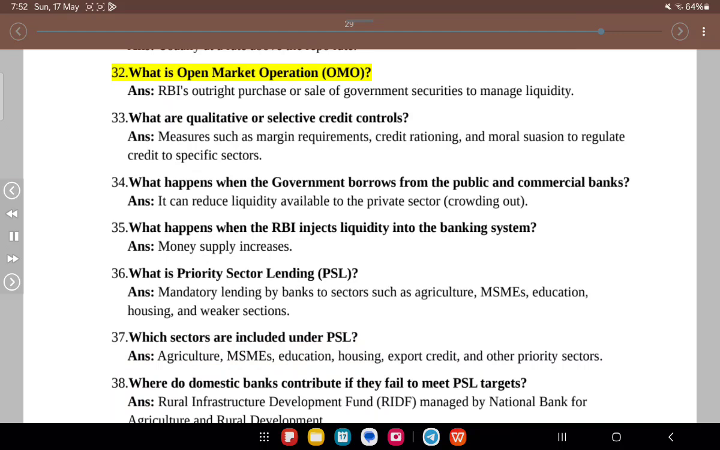32. What is Open Market Operation (OMO)? RBI's outright purchase or sale of government securities to manage liquidity. 33. What are qualitative or selective credit controls? Measures such as margin requirements, credit rationing, and moral suasion to regulate credit to specific sectors.